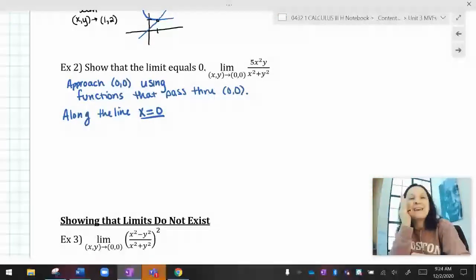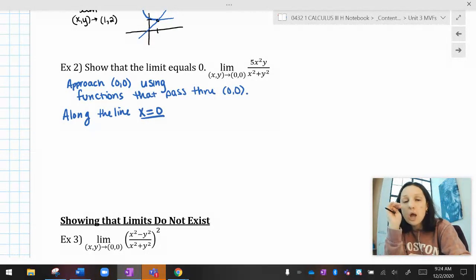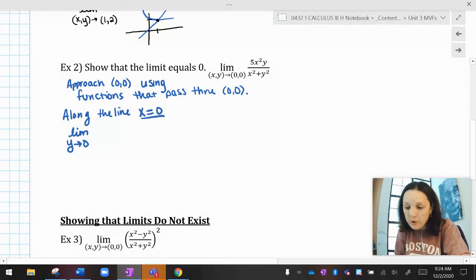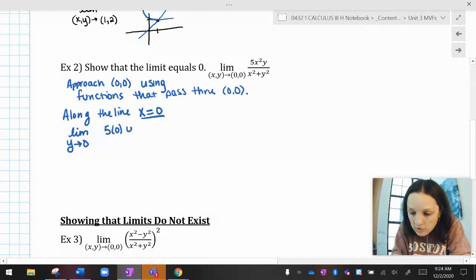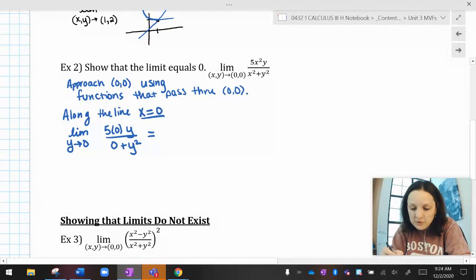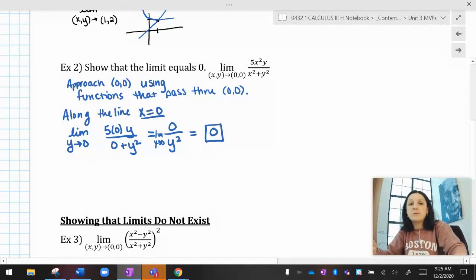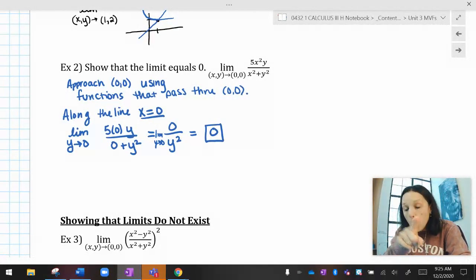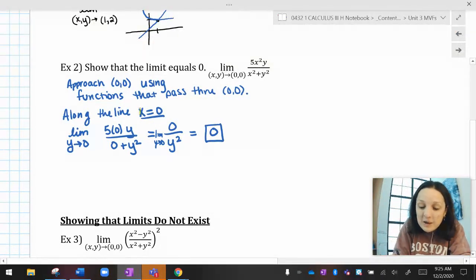So what we're going to do is say x is 0. End of story. No ifs, ands, or buts. x equals 0. So now, if x equals 0, I'm really just taking the limit as y approaches 0, because x is already there, of 5 times 0 times y over 0 plus y squared. Well, 5 times 0 is 0. 0 divided by y squared is 0, and I'm taking the limit as y approaches 0. And then you may be thinking, wait, Mrs. Vibber, hold on. Isn't that still 0 over 0? No, because this 0 on the top is a real 0.